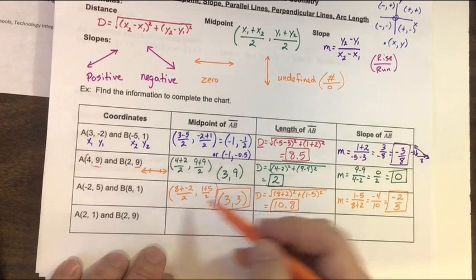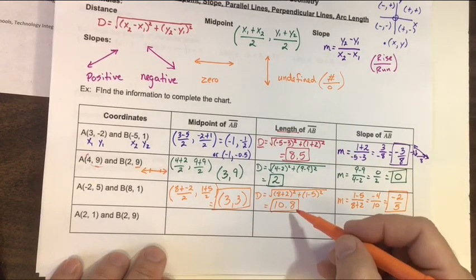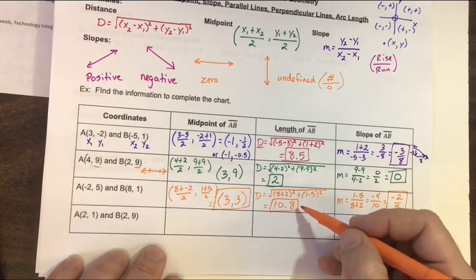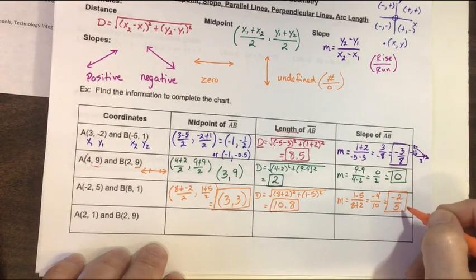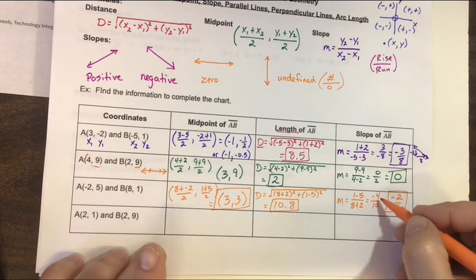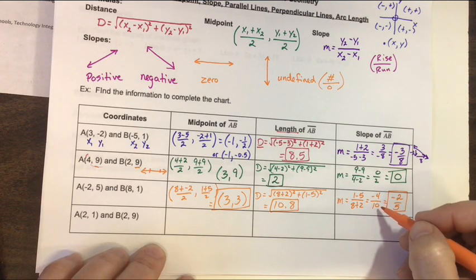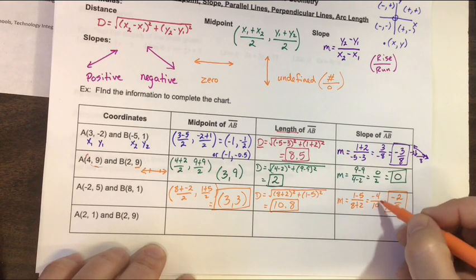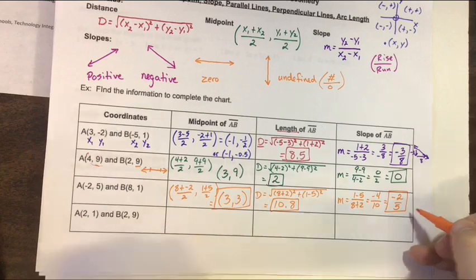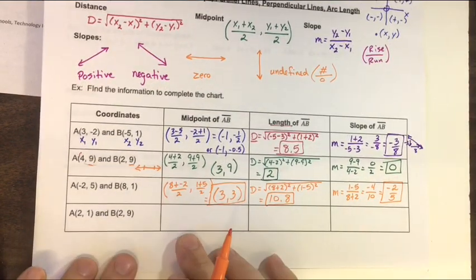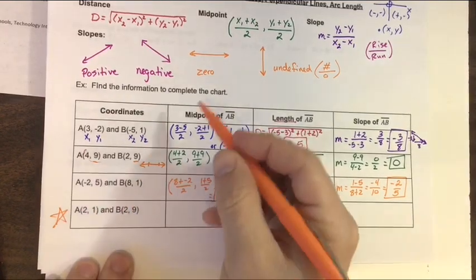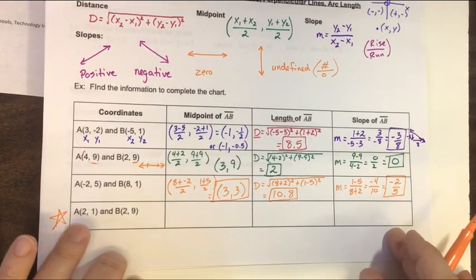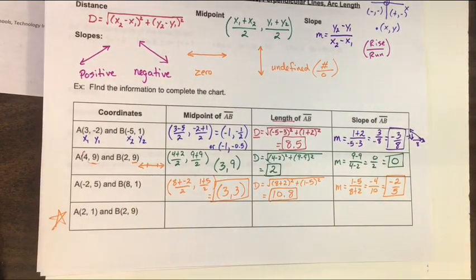Okay, for the next one, we have a midpoint of 3, 3, a distance of 10.8. It's like 10.77, I think. And then our slope is, again, negative 2/5. If you wrote your answer as negative 4/10, that would not be counted correct because we always want to reduce our fraction as far as we can. So we're going to take a look at this next one in class, all right? So if you've done these 3 rows, that's fine. We'll take a look at the next row in class.